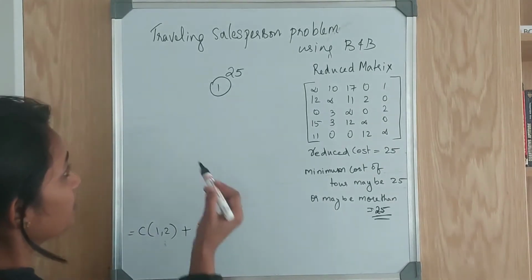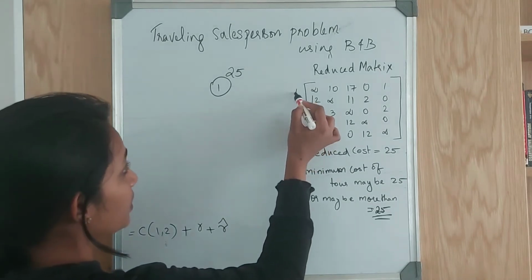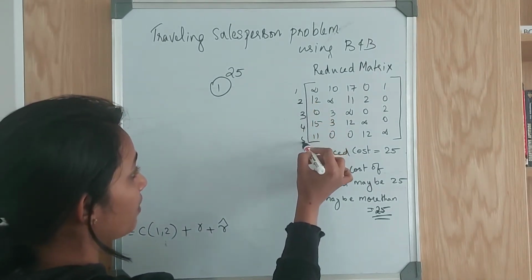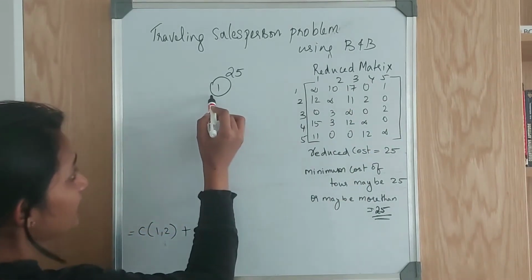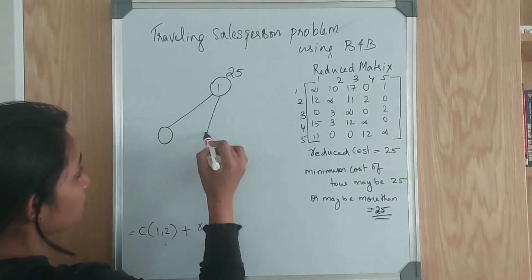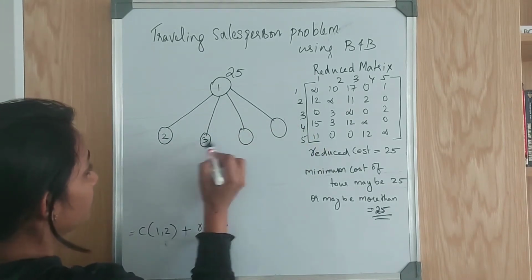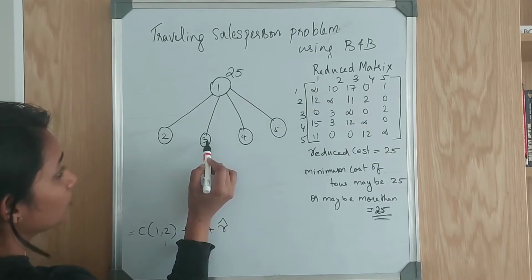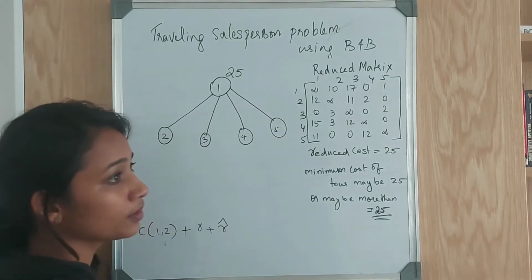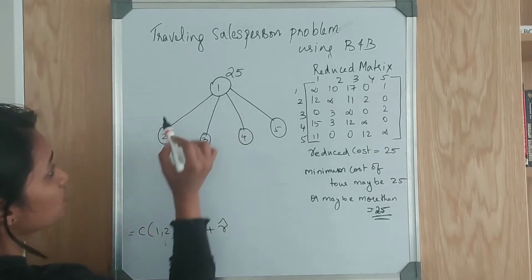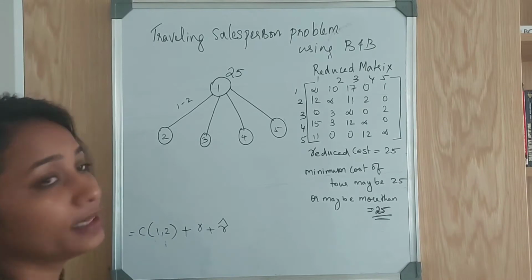Next, you're going to generate the state space tree. Here how many vertices do you have? 1, 2, 3, 4, 5. 5 vertices. So from 1 you can go to 2, 3, 4, 5. Now you have to find the cost of 1 to 2, 1 to 3, 1 to 4, 1 to 5. So let's start with 1 to 2, which means vertex 1 to 2. How are you going to find that?